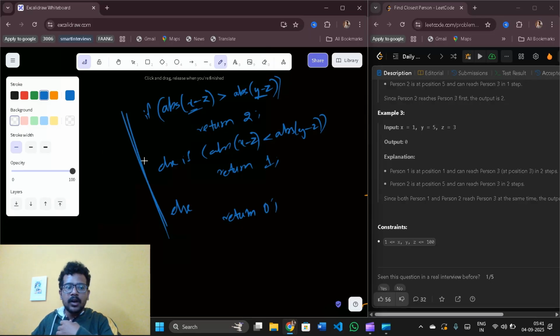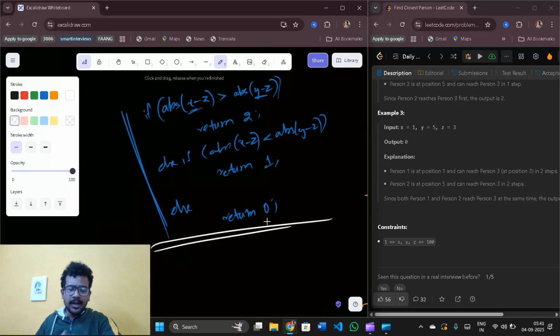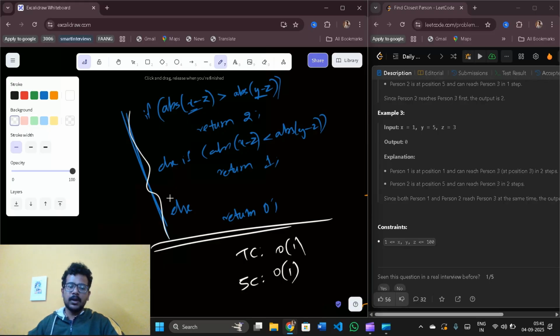So this is how we solve this problem. And if you have any doubts, please let me know in the comment section. We can also even optimize it, but it is not taking any significant time or space. The time complexity is O(1), and the space complexity is also O(1). We can also reduce the number of lines, however it is not necessary.